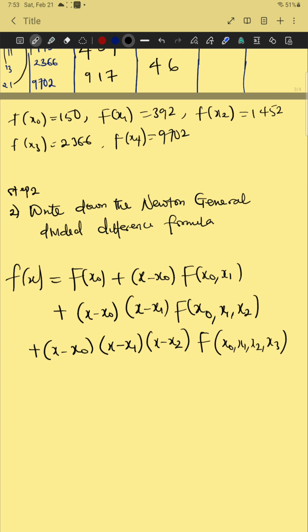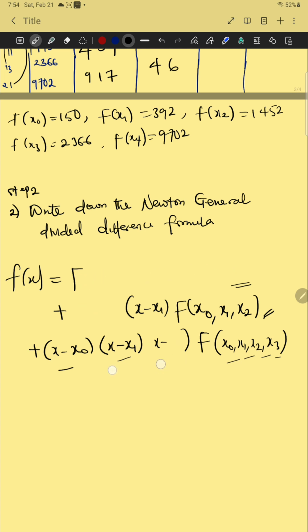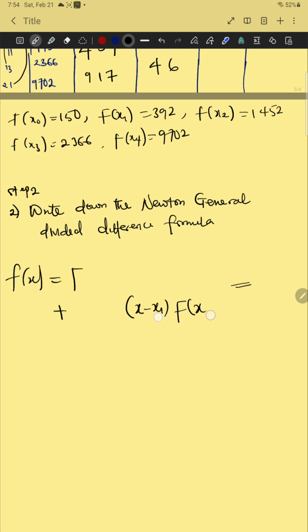It goes this way. We said f of x naught plus x minus x naught, taking two intervals, x naught and x1. Then you come here and say x minus x naught, x minus x1, taking three intervals, x naught, x1, x2. Then you come here and say x minus x naught, x minus x1, x minus x2, taking four intervals, 1, 2, 3, 4. So I want us to memorize that right now. What is the Newton general divided difference formula?